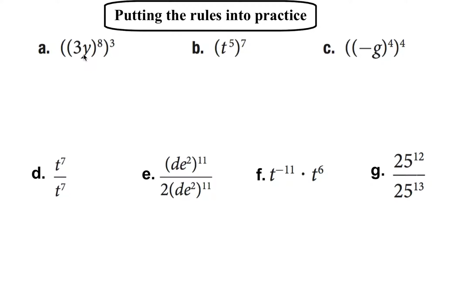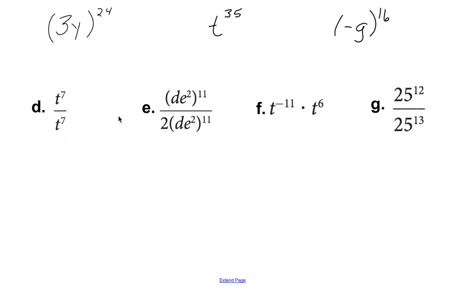So in this example, we have 3y raised to the 8th power, and then that whole thing raised to the 3rd power. Well, we could say that that is really 3y to the 8 times 3, or 3y to the 24th. Letter B, we're going to multiply 5 and 7 and get t to the 35th. And letter C, we're going to get negative g, and we're going to just multiply these together and get negative g to the 16th. Okay, now these are not simplified all the way. This is just using the rules that I've introduced so far.